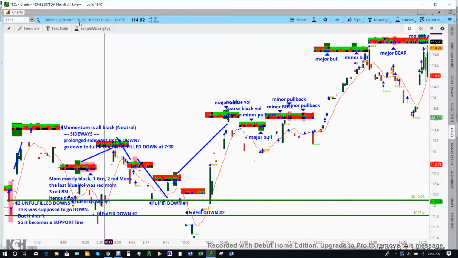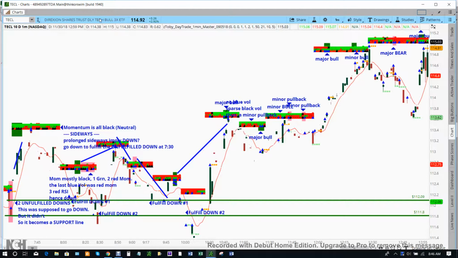This is TECL from Direxion. The TEC stands for tech, so these are just tech stocks like Amazon, or not Amazon, but like, my mind went blank, like Apple. Anyways, it says 3 times. So in other words, it's supposed to have gains that are 3 times better than these tech stocks.